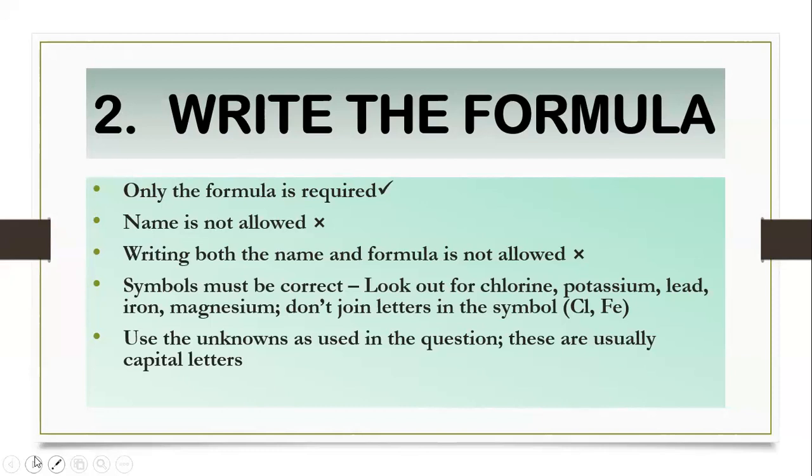The formulae are written using symbols, and the symbols must be correct. I encourage my dear learners to practice your symbols for elements like chlorine, potassium, lead, iron, and magnesium. I want you to talk to your teachers such that you can find out how to correctly write these symbols. They are very tricky and they are a source of errors in this paper. Chlorine, potassium, lead, iron, and magnesium.